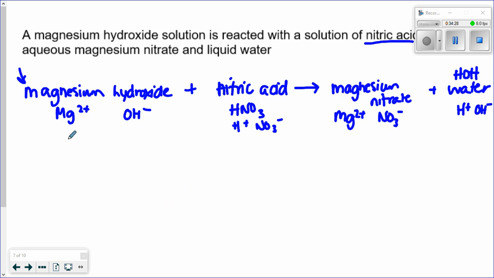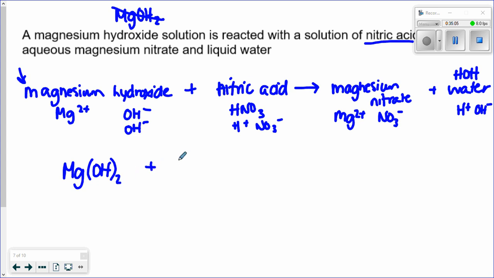So now trying to write our actual formulas. We know we have 2 positives contributed by magnesium, so that means I need 2 hydroxides to contribute 2 negatives. So our formula is Mg. And then for polyatomics, make sure you write brackets around it if you have more than one. You don't want to be writing it without brackets, because that only applies the 2 to the hydrogen here, not to the whole hydroxide. So that's not correct if you write it that way. So brackets around it, and a 2.